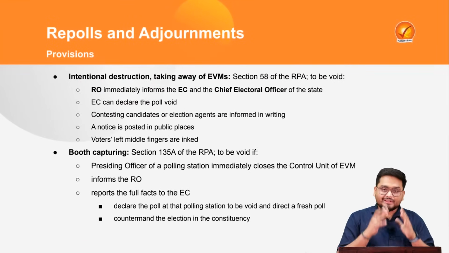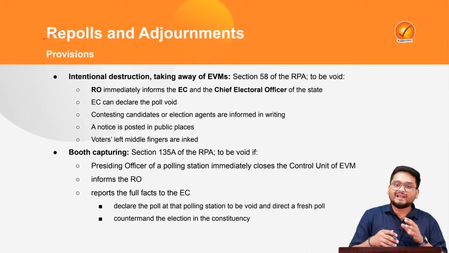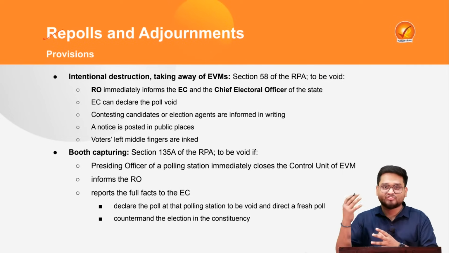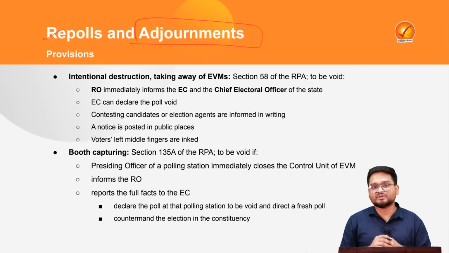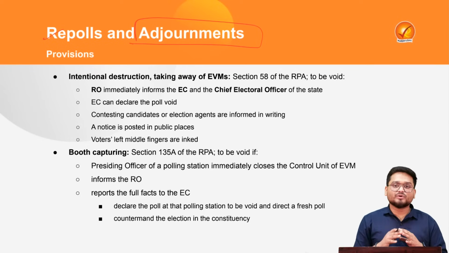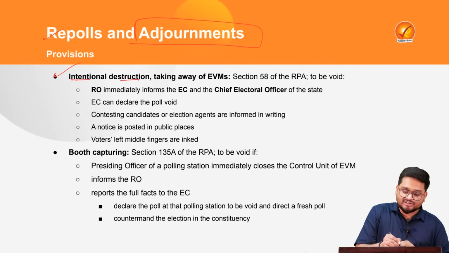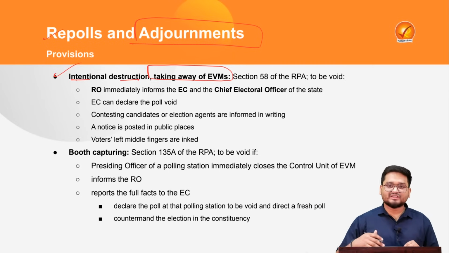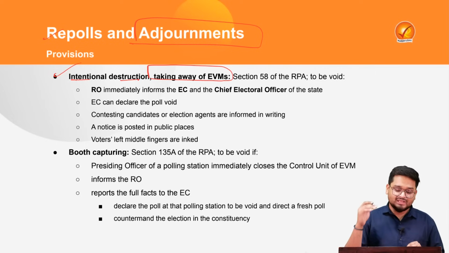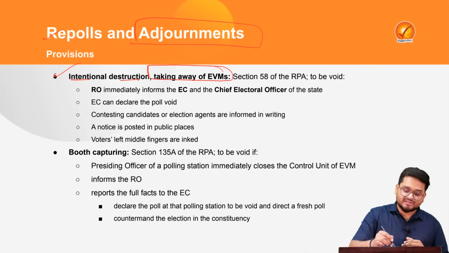Now, there can be many instances due to which elections can take place again, which is known as repolling of the elections, and also sometimes they can be delayed, which is known as adjournment. So we have to look at 4 particular events. First event is intentional destruction or taking away of EVMs. There can be many issues during elections for which people, or say rival political parties, have tried to destroy the electoral process, or particularly the EVMs.